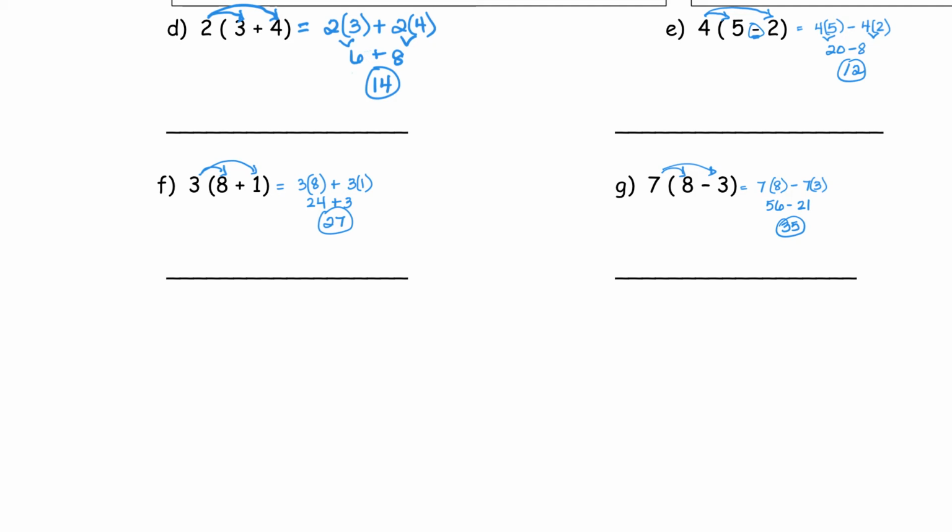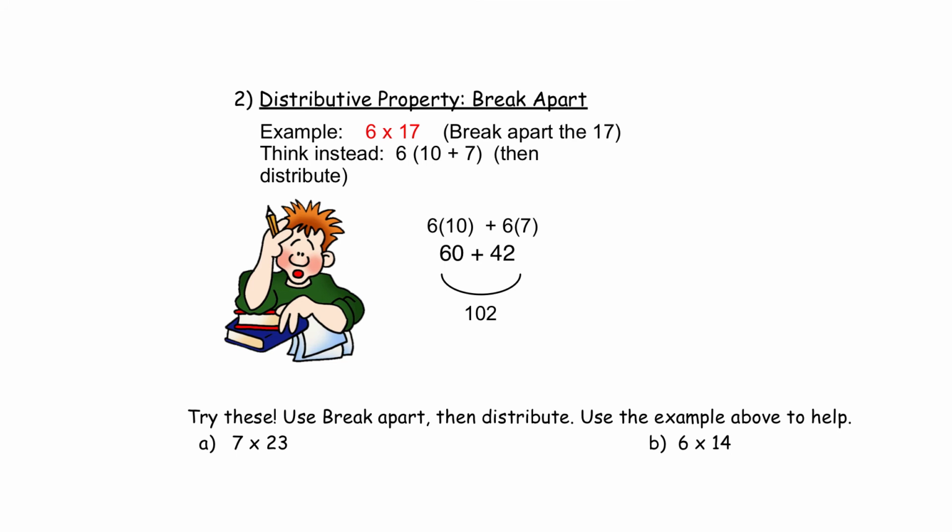Now let's take a look at the break apart method. Great job. Nice job with the distributive property going forward. Now we're going to take a look at another way to use the distributive property, and this is called the break apart. So with the distributive property, when we do the break apart method, basically we're going to be doing relatively the same thing, but before we distribute the number on the outside of the parentheses, we have to break apart a number first, and then we're going to continue.